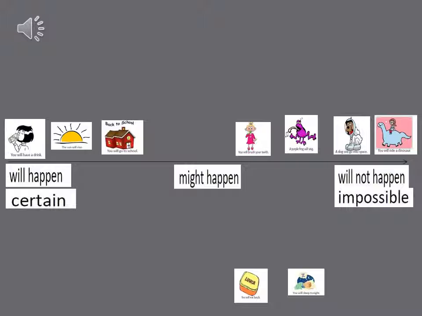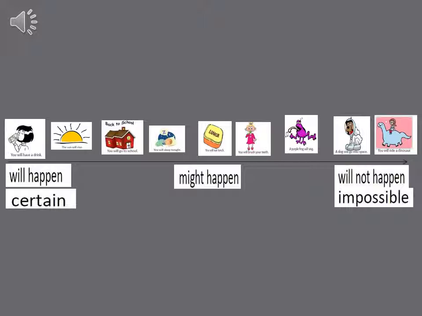What about you will go to sleep? Yeah, that's right. That's a hard one, isn't it? Because we know that we should go to sleep. So it is a might happen. You will go to sleep tonight. Might happen, but it's very much on the side of the will happen, certain. So it's more on that side than it is on the impossible. That's really good.